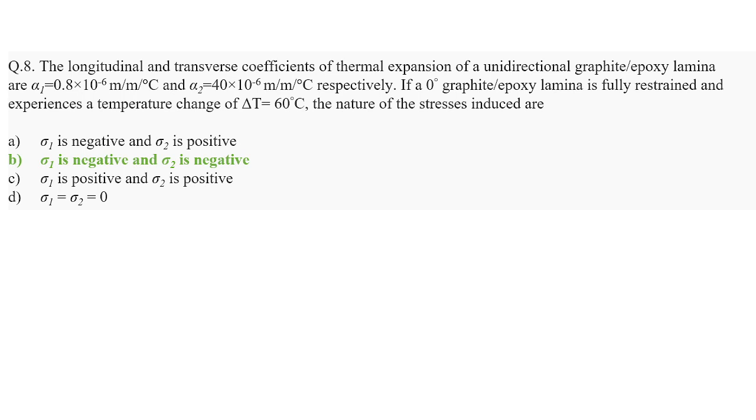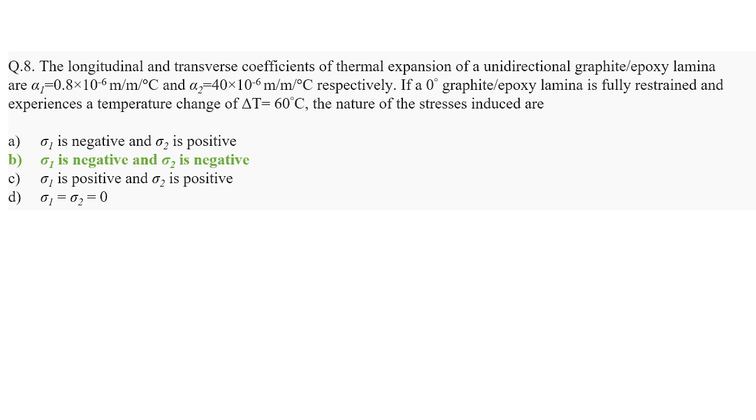Next question is: the longitudinal and transverse coefficients of thermal expansion of a unidirectional graphite epoxy lamina are given, alpha 1 and alpha 2. If a 0-degree graphite epoxy lamina is fully restrained and experiences a temperature change of delta T of 60 degrees Celsius, what will be the nature of stresses induced? Now it is fully restrained. So in transverse, longitudinal, every direction, the strain will be equal to 0.